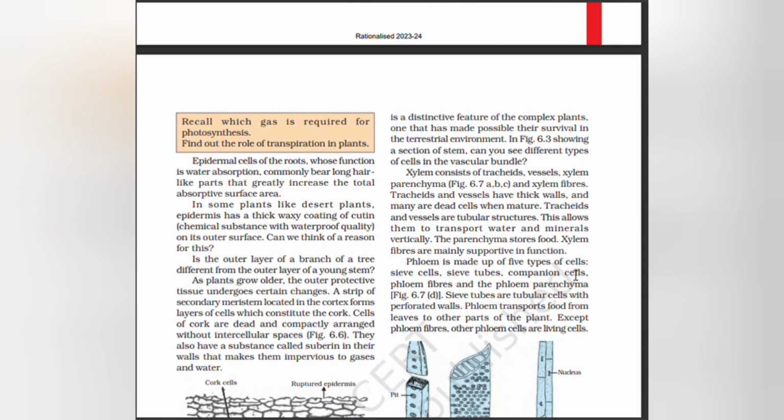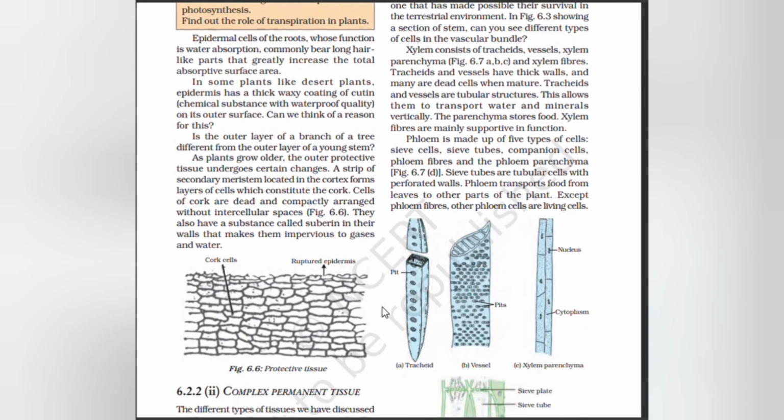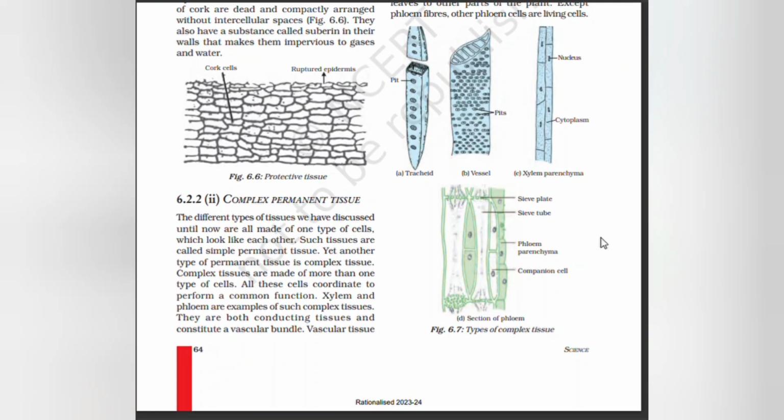Phloem is made up of four types of cells: sieve tubes, companion cells, phloem fibers, and phloem parenchyma. Sieve tubes are tubular cells with perforated walls. Phloem transports food from leaves to other parts of the plant. Except phloem fibers, other phloem cells are living cells.